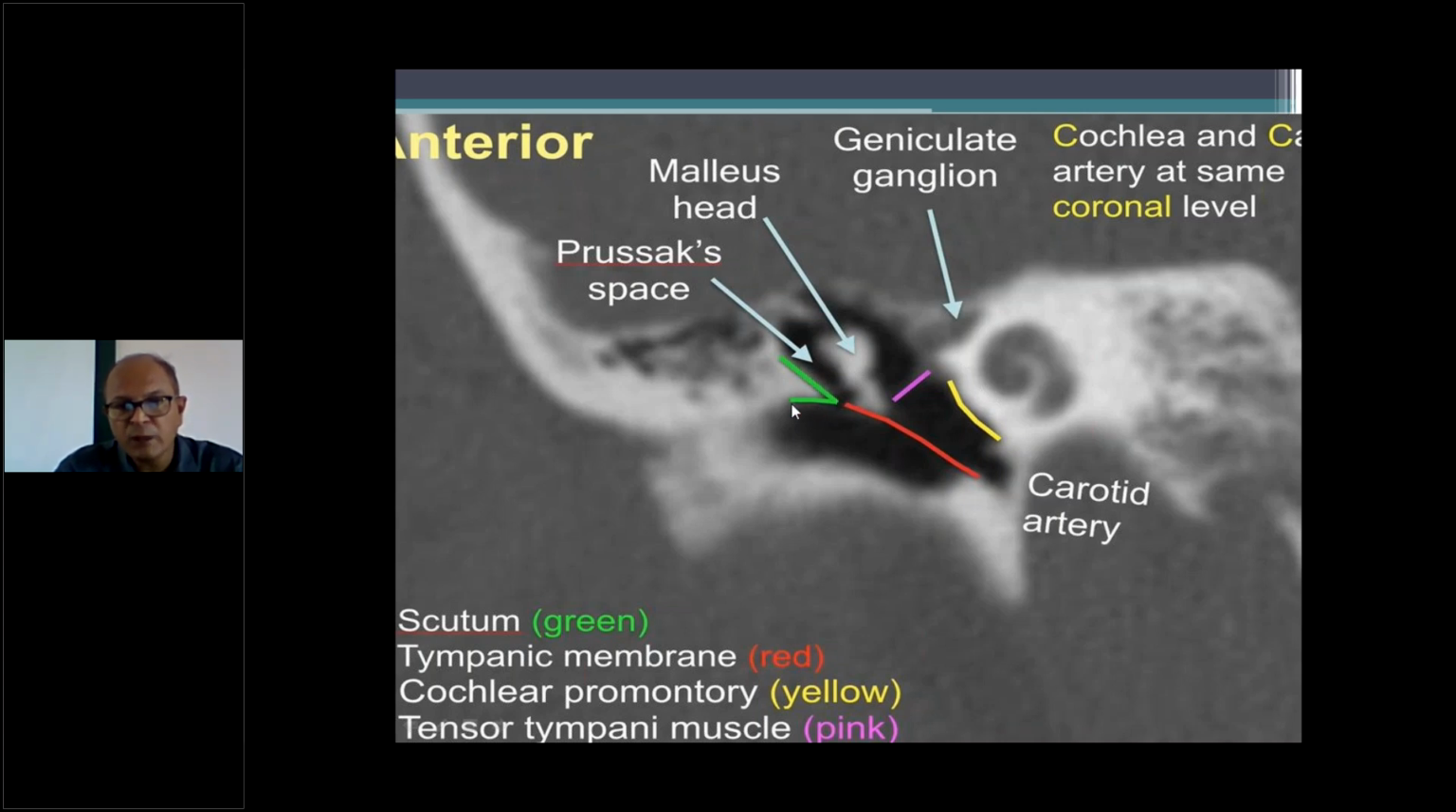It won't be that pointed. Like here, it is a normal one. You can see the black coloration, which indicates the presence of air in the epitympanum. You can see this is the malleus head. The malleus head is there, which means this is the epitympanum.